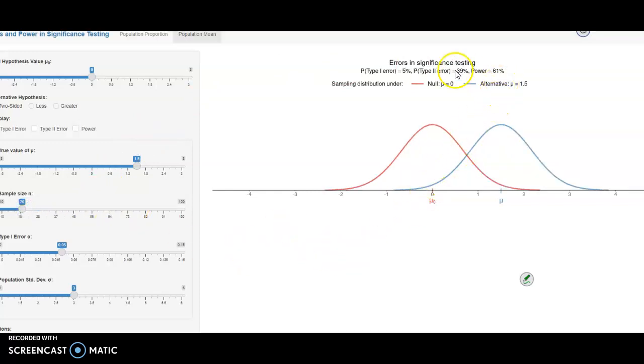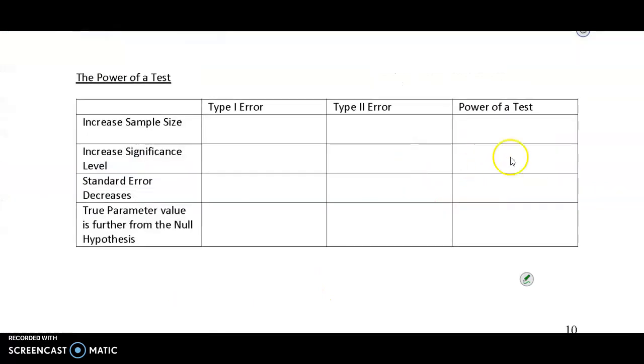Now my power has decreased, and my type 2 error has increased. So let's go back to 30 here. So when I increase the sample size, my power will increase, and my type 2 will decrease.